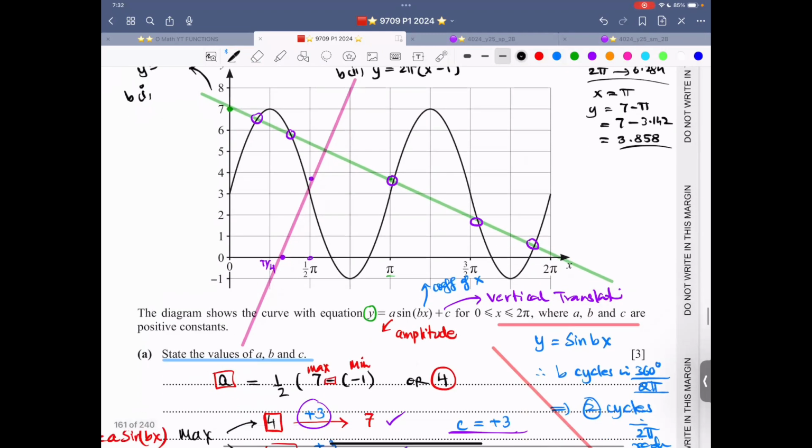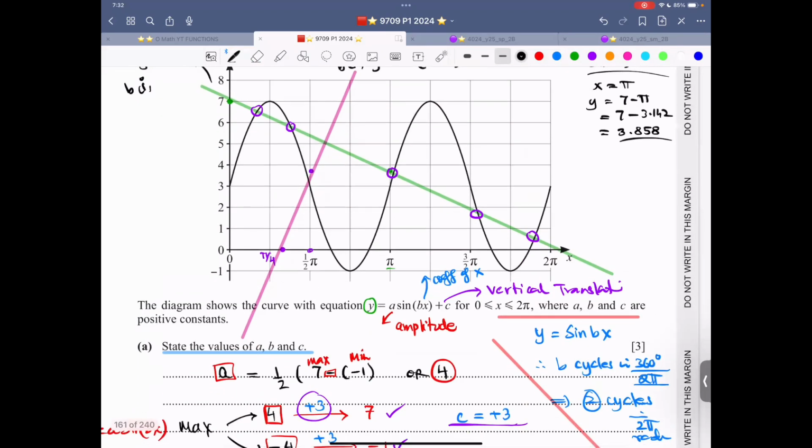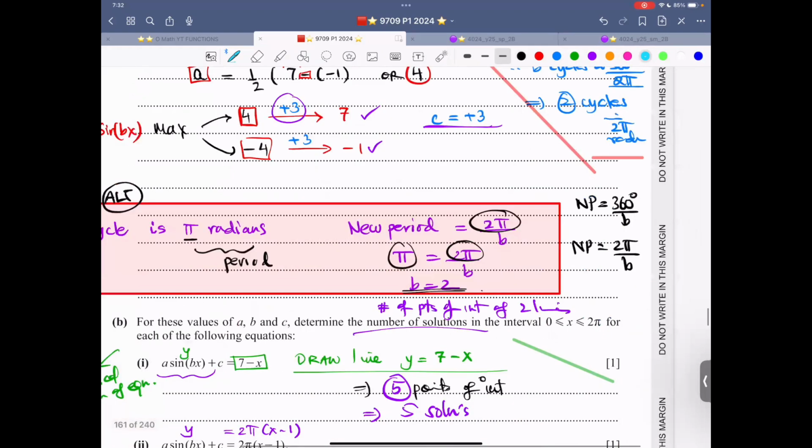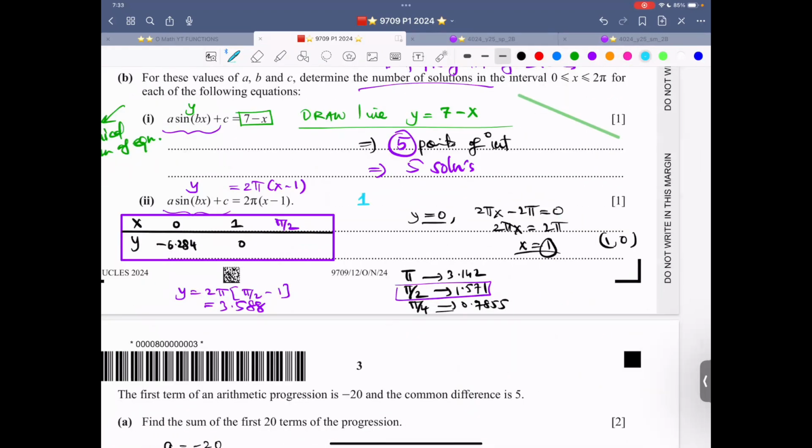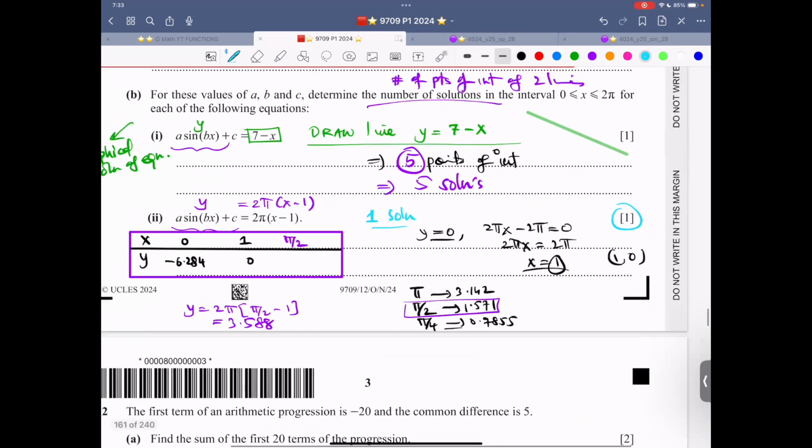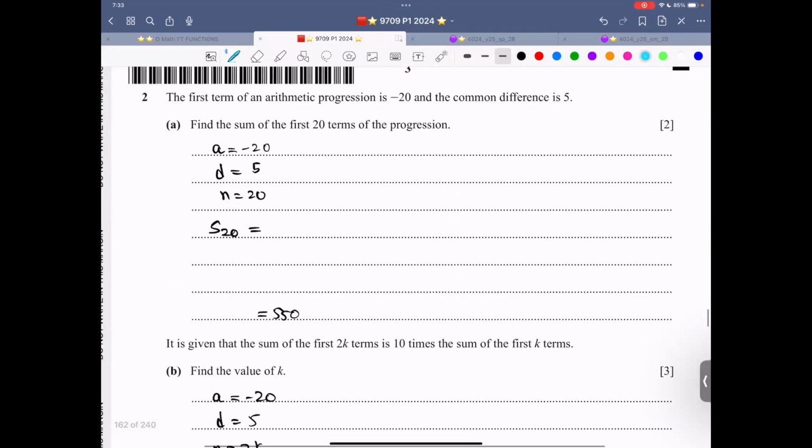That's a straight line. And how many points of intersection do we see? We only see one point of intersection. Therefore, in this case, there is one solution. Now, it's only worth 1 mark. But any which way, you have to draw it. So sometimes the difficult parts are labeled with very less marks. So the first question is done. Now let's move to the second question.